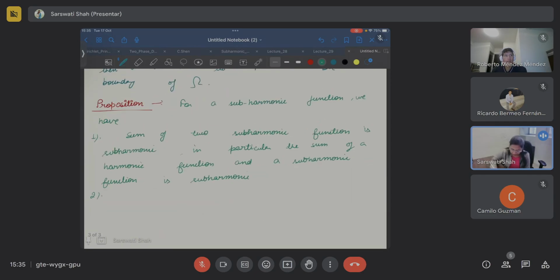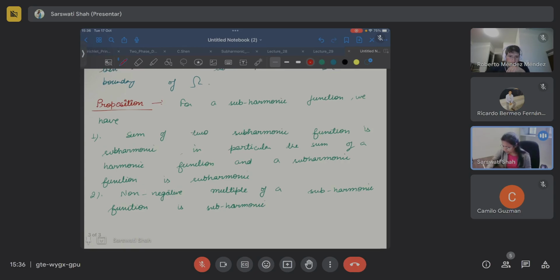The second point is that a non-negative multiple of a subharmonic function is subharmonic. We are talking about the non-negative multiple of a subharmonic function. Why is it so? Just keep in mind how we define the subharmonic function.